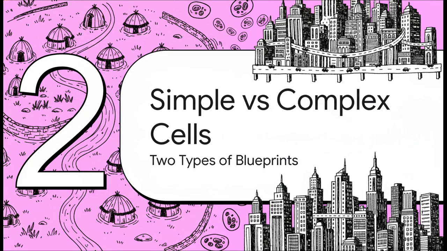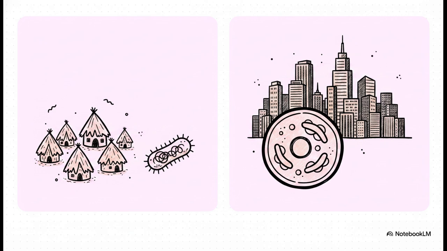Moving right along to section 2, simple versus complex cells. If we're looking at the architecture of life, we basically have two main types of blueprints. Think of it as the simple village and the complex metropolis. We call these prokaryotic and eukaryotic cells. Prokaryotic cells, like bacteria, are your simple villages. They are incredibly tiny, like 1 to 2 micrometers.